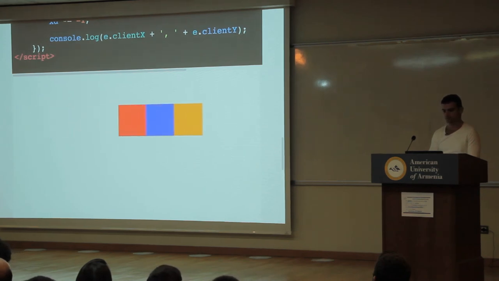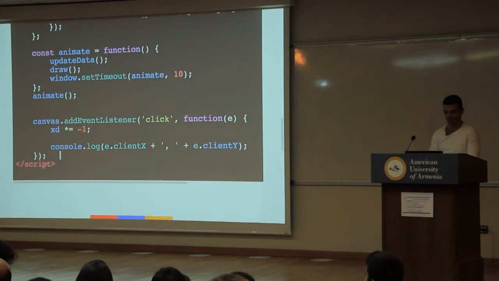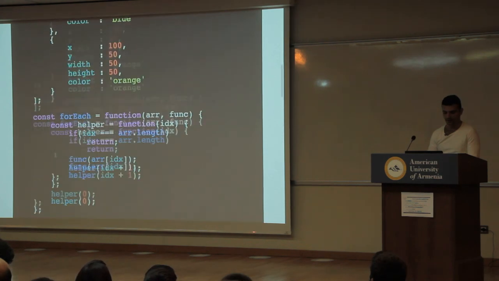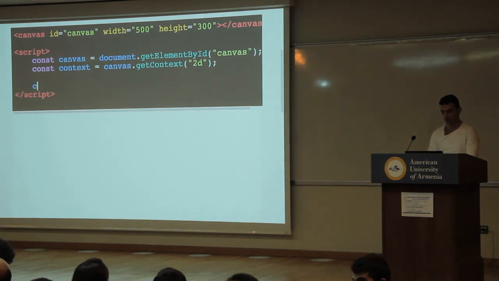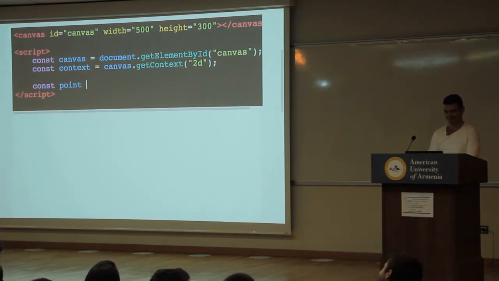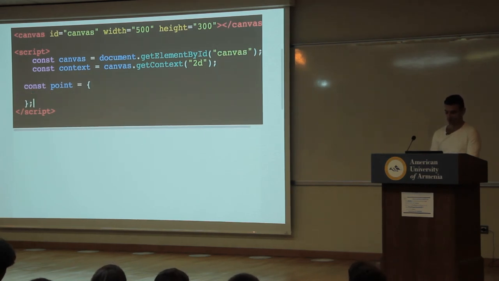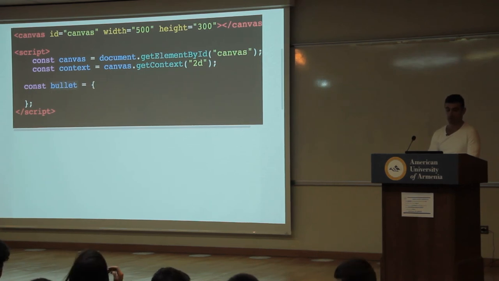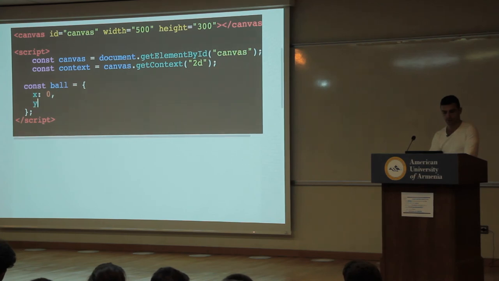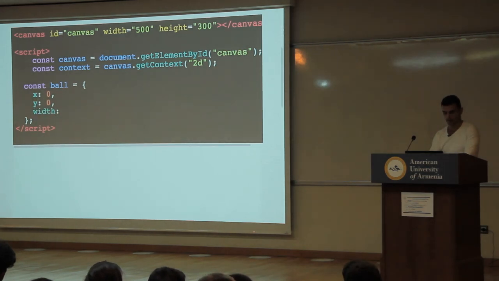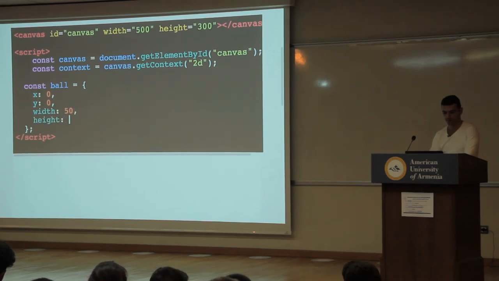Is animation. Okay, wait. Before we look at all of this stuff, let's do something very simple. Okay, let's make a point. In fact, let's make a bullet. Yeah, it's a bullet. No, let's make it a ball. Yeah, whatever. It's cuter. Okay, let's give it an X of, let's say, 0, Y of 0, width of, say, 50, and a height of 50.